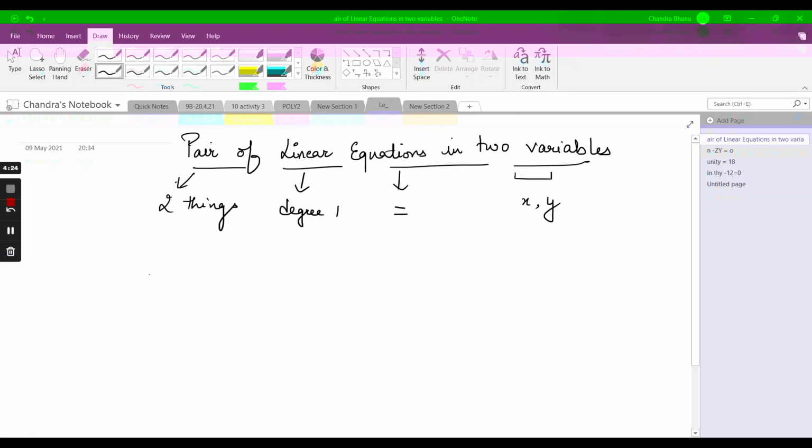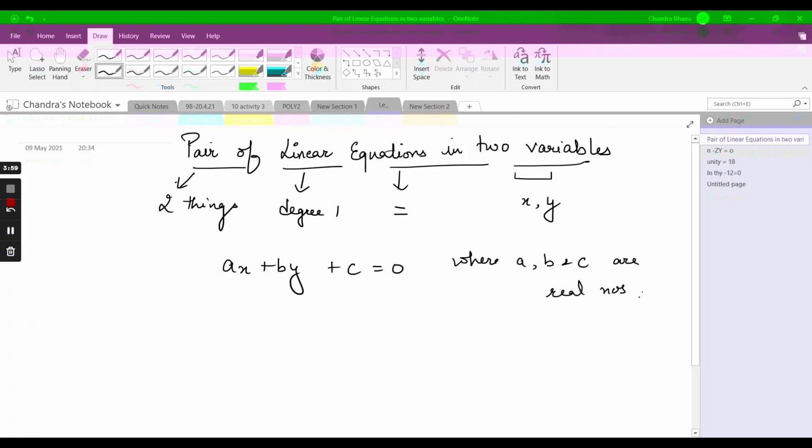In our 9th class, we have already studied linear equation in two variables. There we studied that the general form of a linear equation in two variables is ax plus by plus c is equal to 0, where a, b and c are real numbers.